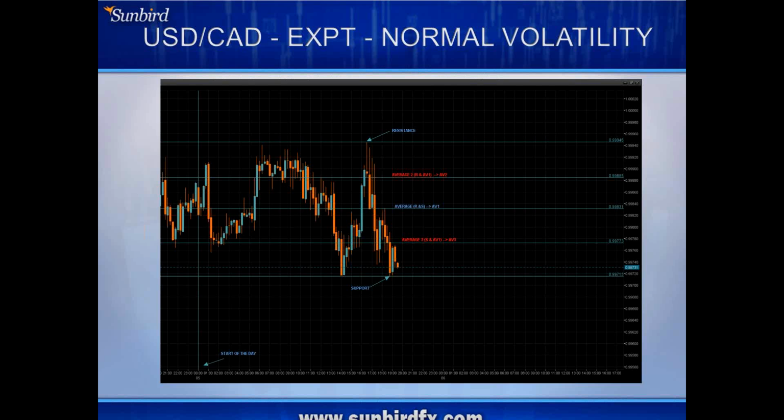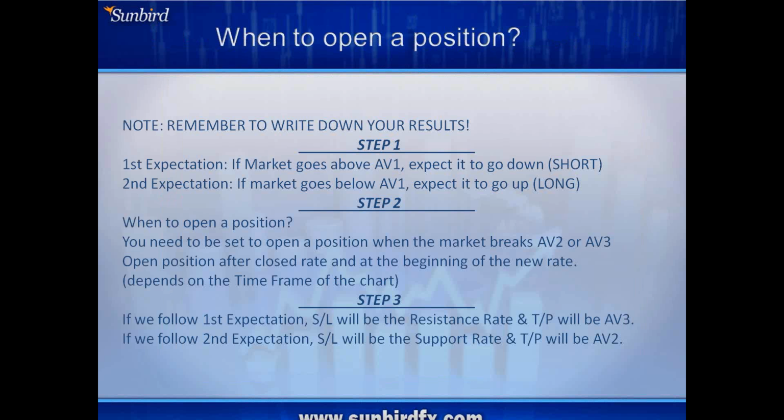Let's review again our first and second step. First step, you have your 2 expectations. Your first expectation is, if the market goes above average 1, expect it to go down. Second expectation, if the market goes below average 1, expect it to go up, meaning long. Step 2, when to open a position. Let's say the market goes above average 1, so you're expecting it to go back down. You get ready to open a position when it breaks through average 2.